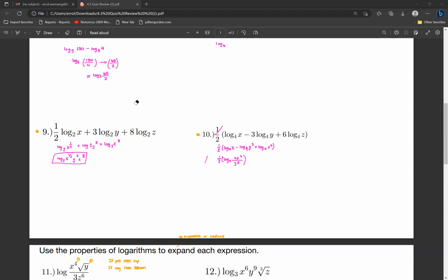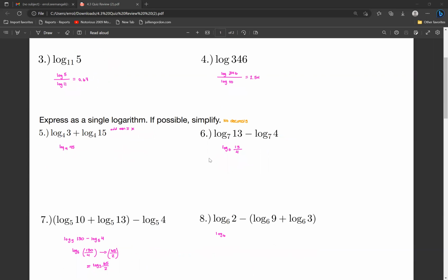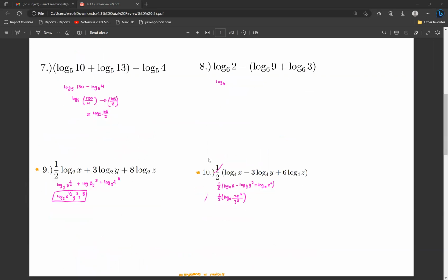All right, did you do this in class with your teacher? Okay, that 9 looks okay. 10, actually, what did it say? Simplify. Express as a single log, if possible, simplify. Okay, 9 you can't really simplify any further.